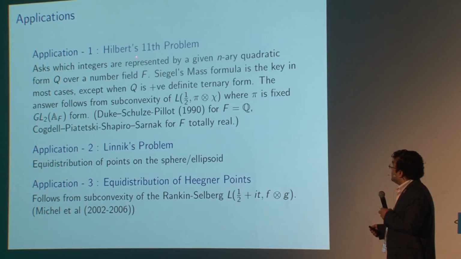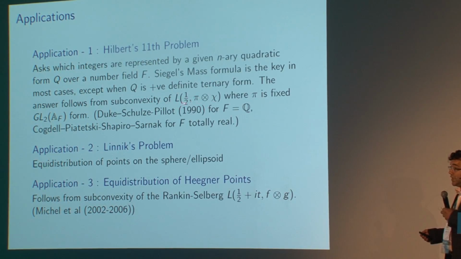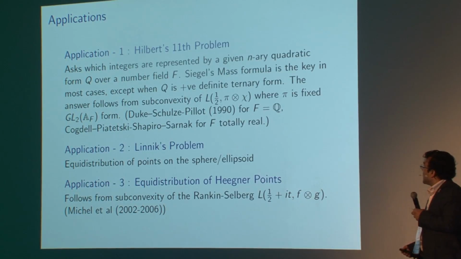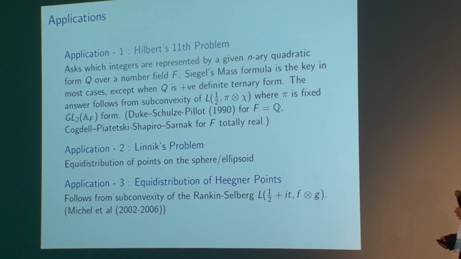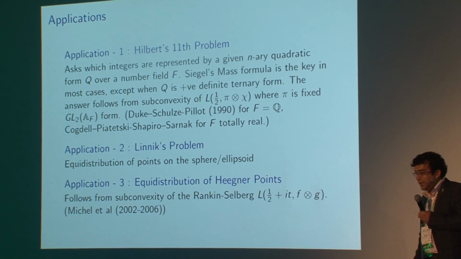You can then answer Hilbert's 11th problem if you have a subconvex bound for this twisted L function, L(1/2, π twisted by χ), where π is now a fixed form for GL2(A_F), where F is the number field on which the quadratic form is defined, and χ is a Grössencharakter for this field. Such a subconvex bound was first obtained by Cogdell, Piatetski-Shapiro, and Sarnak for F totally real, and that gave Hilbert's 11th problem for F totally real.